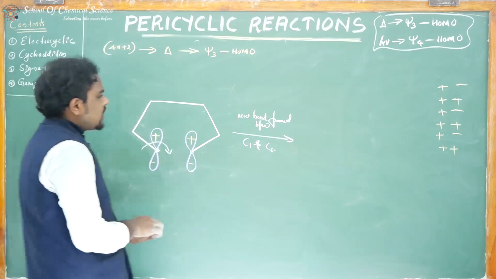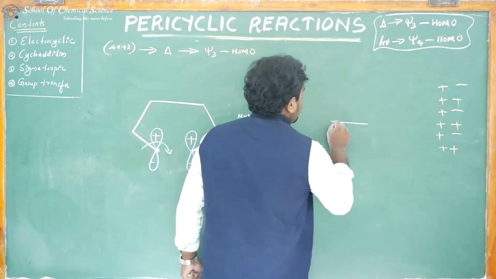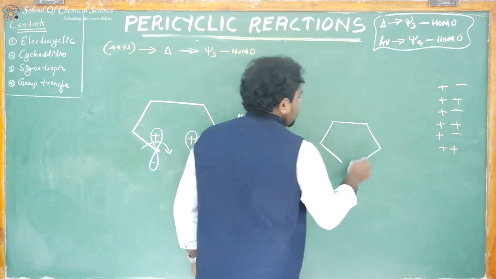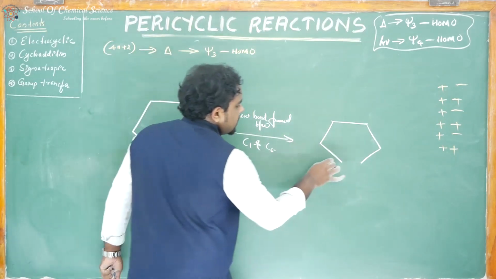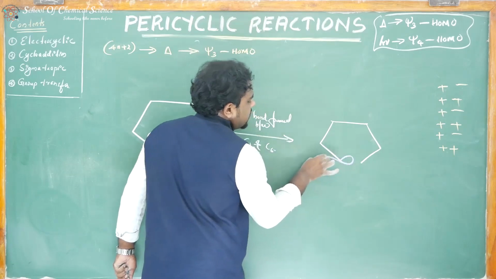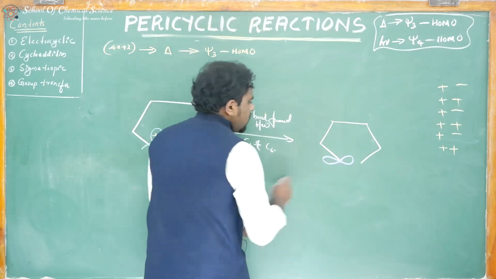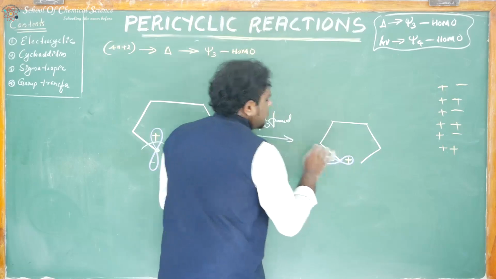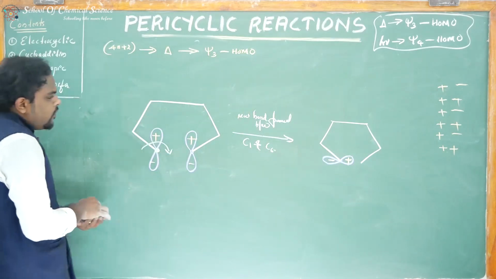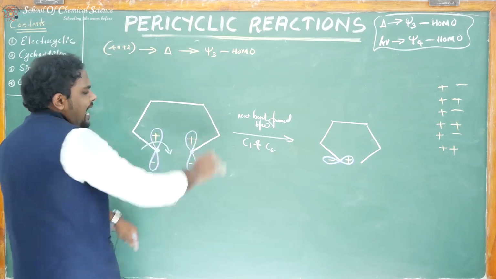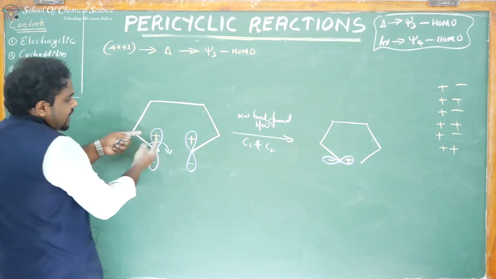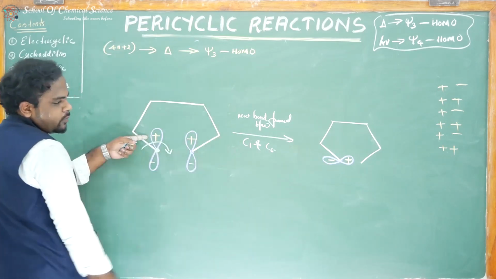Clockwise. Rotating the first carbon clockwise. So what happens? The first carbon is rotated in the clockwise direction. So this is plus, this is minus. For bond formation, the second carbon must be rotated in the anti-clockwise direction. Then only this positive will overlap with that positive.